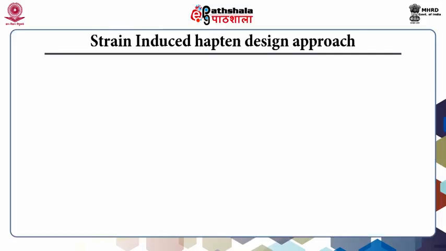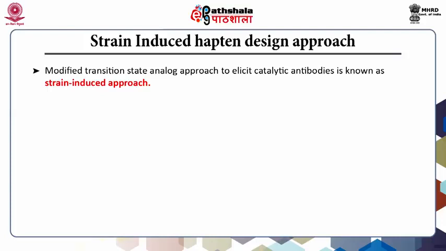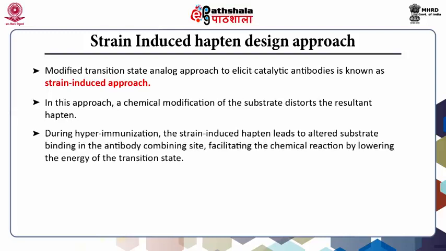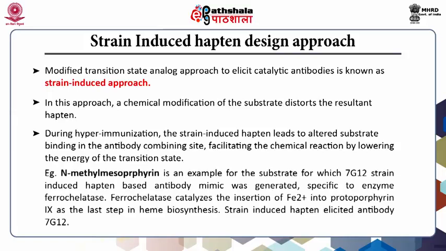The strain-induced hapten design approach is a modified transition state analog approach to elicit catalytic antibodies. In this approach, a chemical modification of the substrate distorts the resultant hapten, and during hyperimmunization, the strain-induced hapten leads to altered substrate binding in the antibody combining site, facilitating the chemical reaction by lowering the energy of the transition state. N-methyl mesoporphyrin is an example of a substrate for which the 7G12 strain-induced hapten-based antibody mimic was generated, specific to the enzyme ferrochelatase.